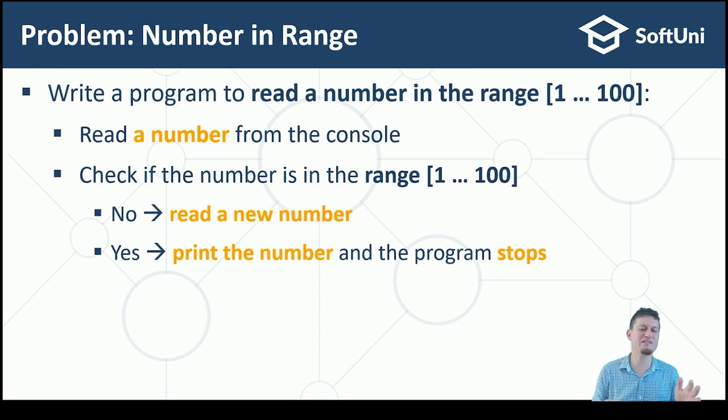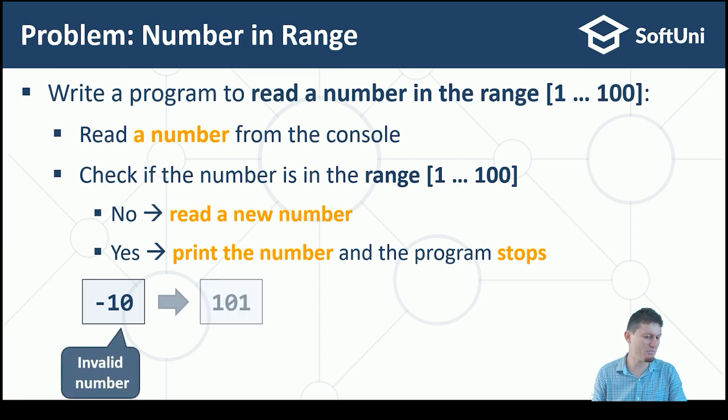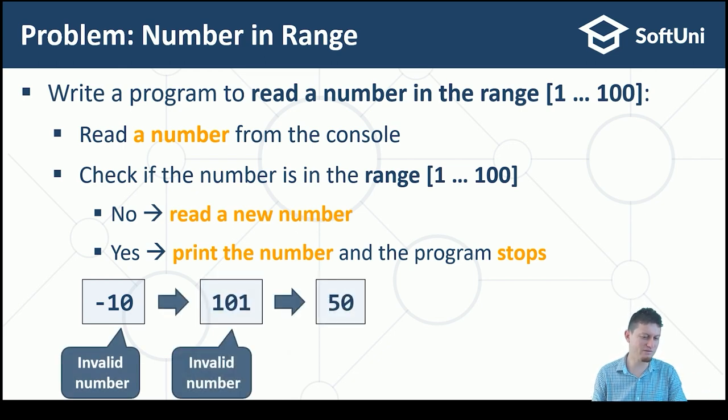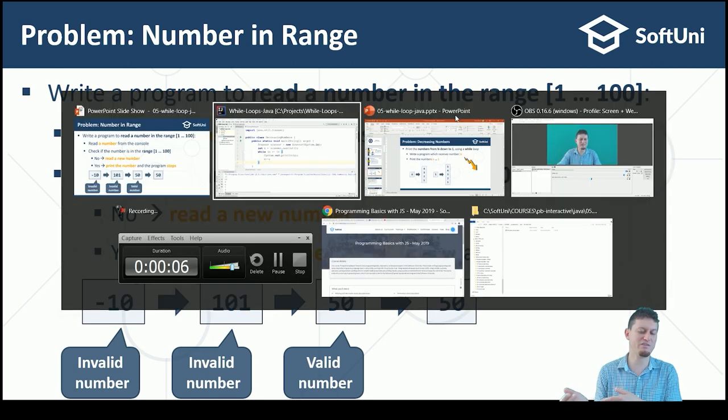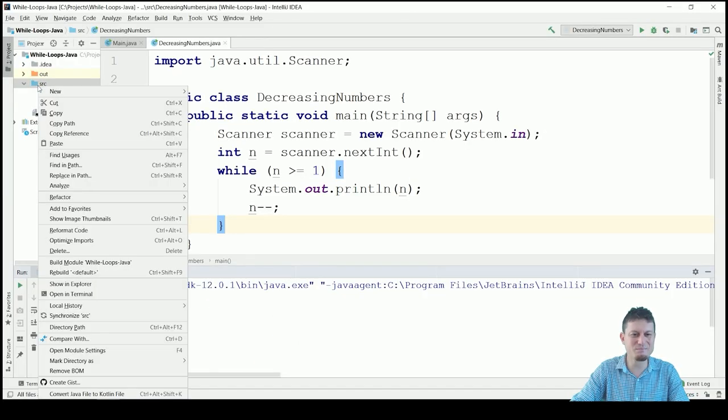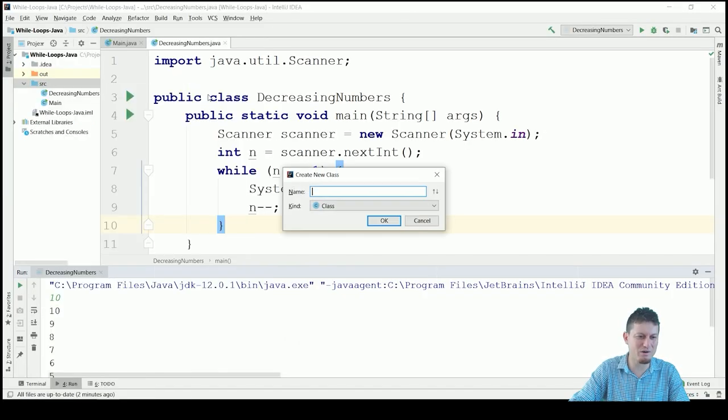So the idea is: please enter a number. If the number is invalid, please enter again. If the number is invalid, please enter again, and repeat this many times until a valid number in the range from 1 to 100 is entered. For example, the person enters minus 10, this is invalid. It enters again 101, it's invalid. It enters again 50, it's valid, it's within the range. So the program prints this number and stops. Number in range. Let's solve this problem.